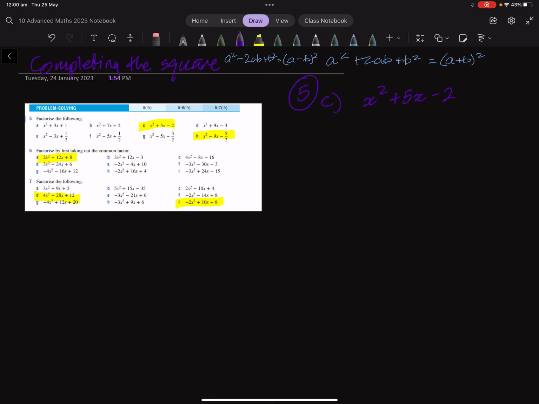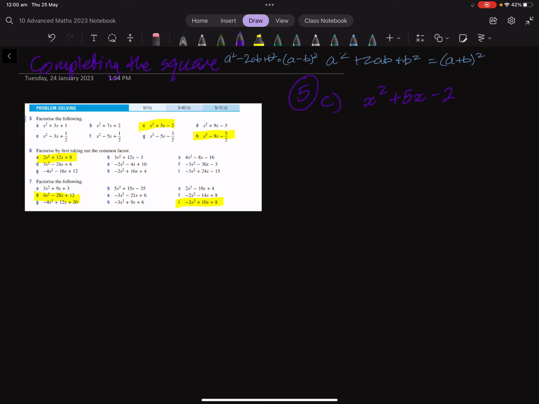How do I know to do it? To try and use this method, either the question will say, or I'll look for factors of the c term that are going to add to make 5, or the b term, in this case that's 5. Clearly I'm not going to find factors of 2 that add to 5. So I go ahead and I create my perfect square.